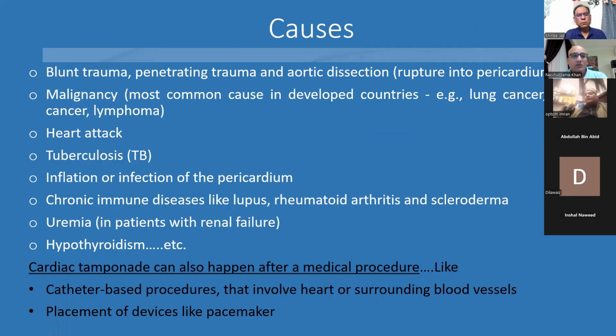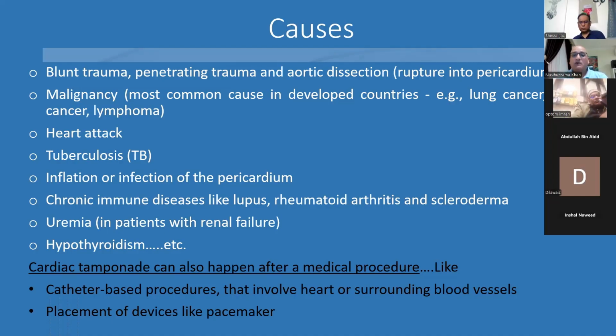Etiology, the causes: blunt trauma, penetrating trauma, like a car accident or maybe a stab with a knife, and aortic dissection rupture into pericardium. Malignancy, the most common cause in developed countries, for example, lung cancer, breast cancer, lymphoma, etc. Heart attack, of course, and tuberculosis, inflammation or infection of the pericardium, chronic immune diseases like lupus, rheumatoid arthritis, and scleroderma, uremia in patients with renal failure, hypothyroidism, etc.